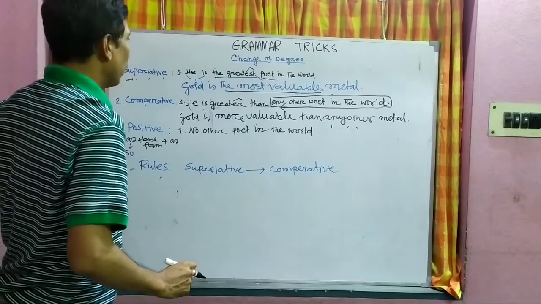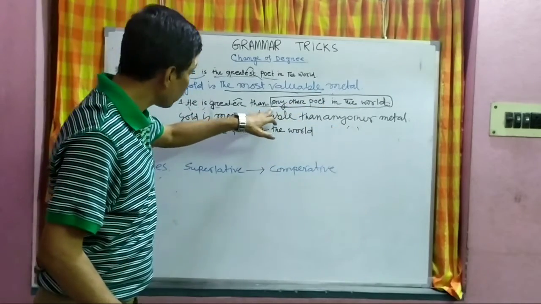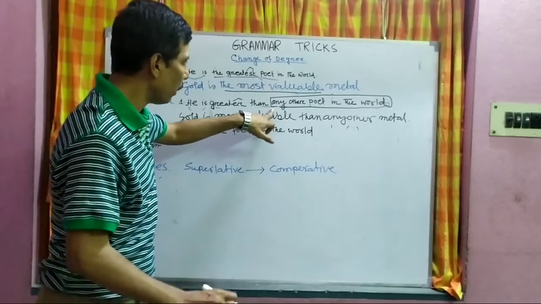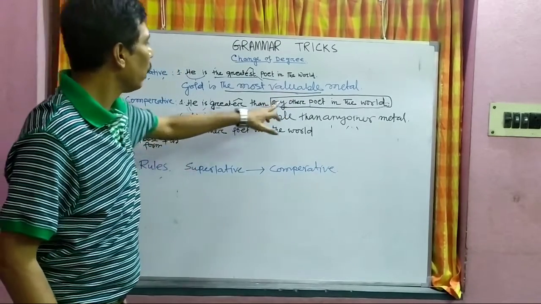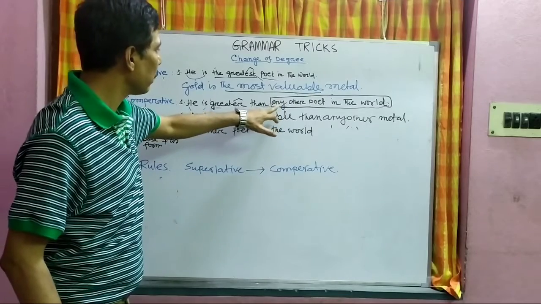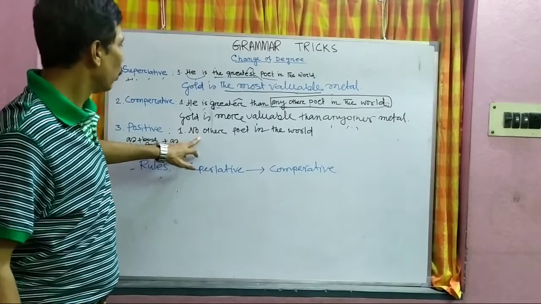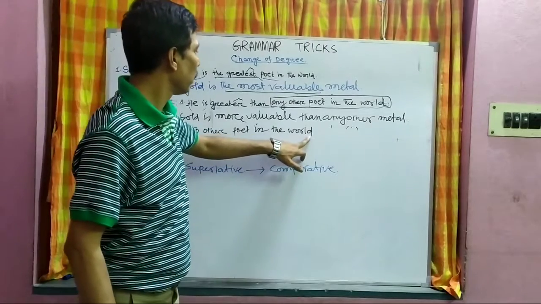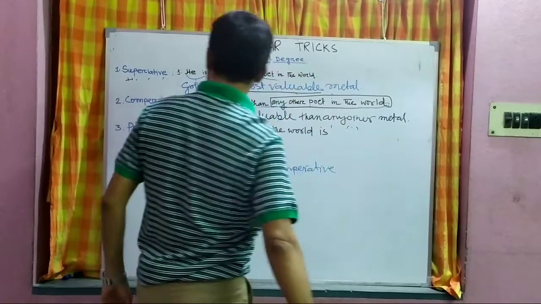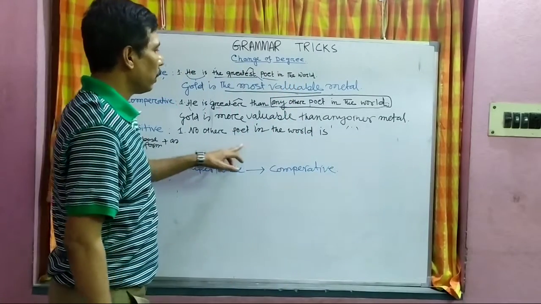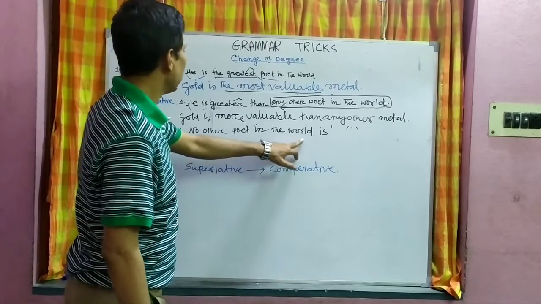So, look at the example. He is greater than any other poet in the world. From "any other poet in the world," you take this portion as the subject portion. Only there is a change: in place of "any," you put "no." No other poet in the world. Next, singular, always use singular: no other poet in the world is.